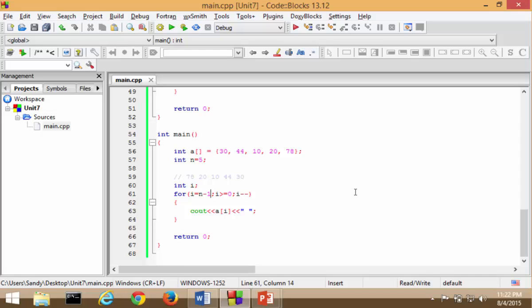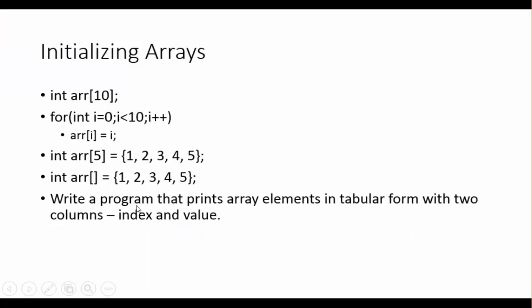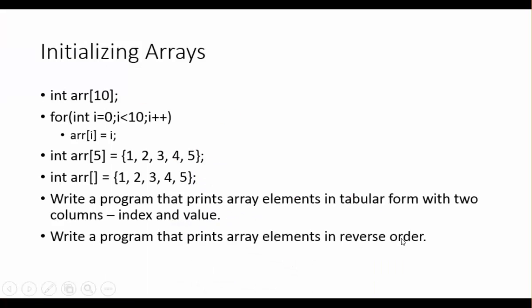Any doubts on this problem? The only thing to remember is you got confused here, right? We are accessing the element because we have to print that element. If we print I, it will print the value of I. If we print A of I, it will print that element. Done? So this was the second problem, printing the array in reverse order.